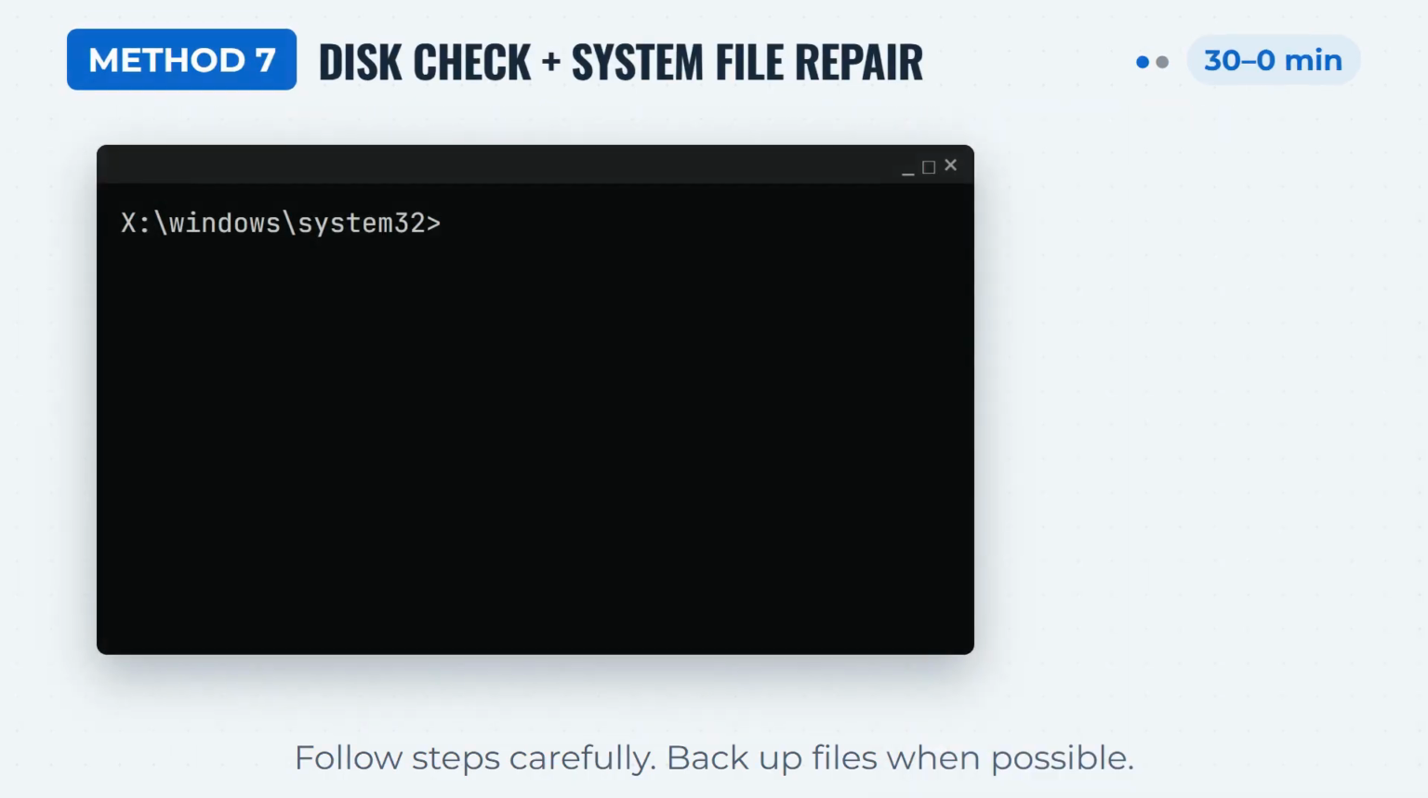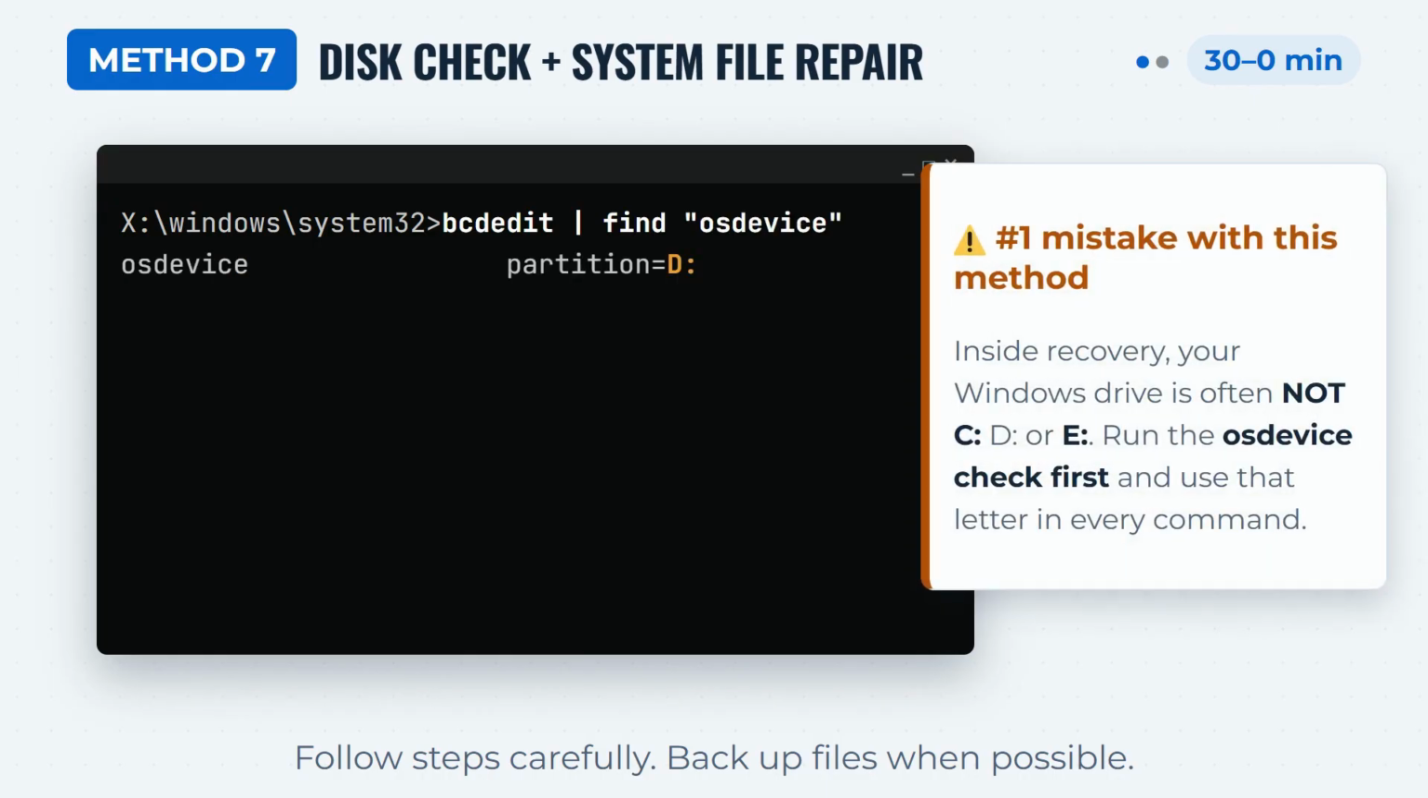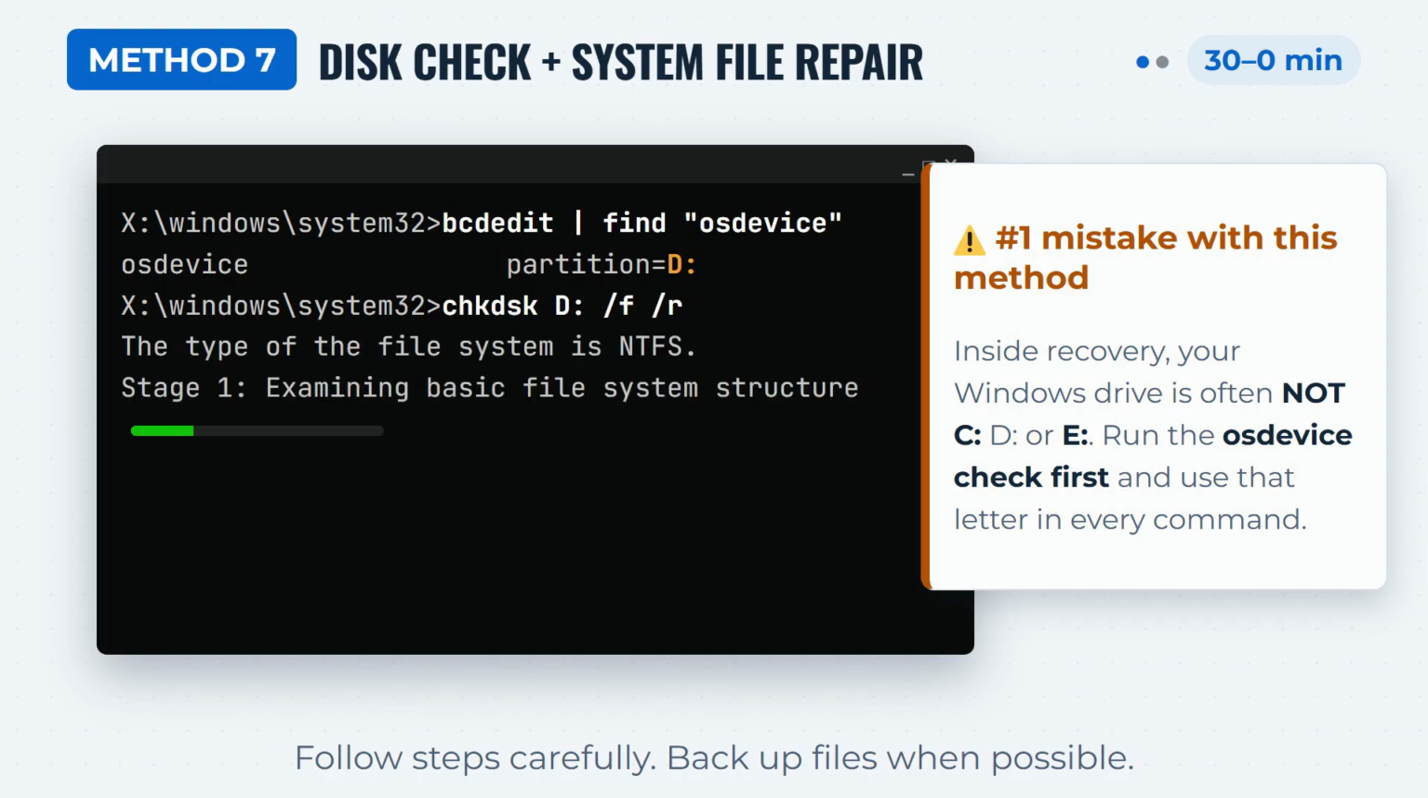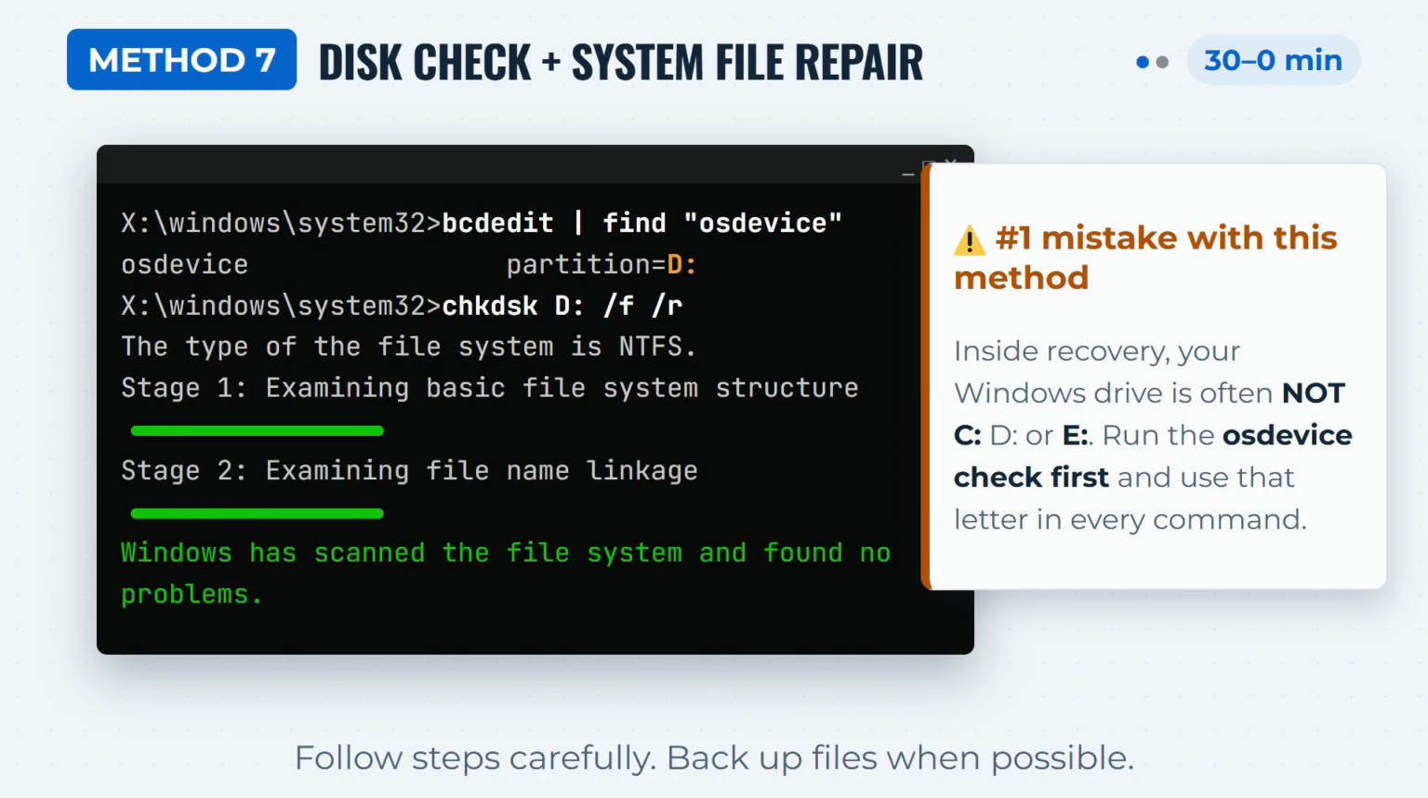Method 7. Check the disk and repair system files. Before anything else, find your real Windows drive letter. Inside recovery, it is often not C. Type bcdedit, then the find OS-device filter, and read the partition letter. Let's say it shows D. Now run chkdsk on that drive with /F and /R. This scans and repairs the file system.